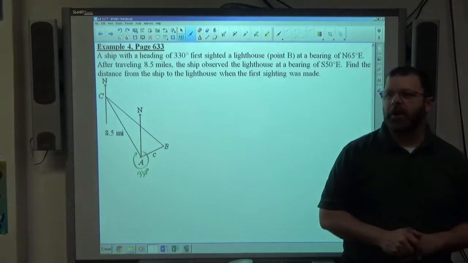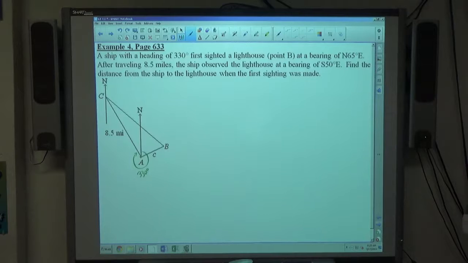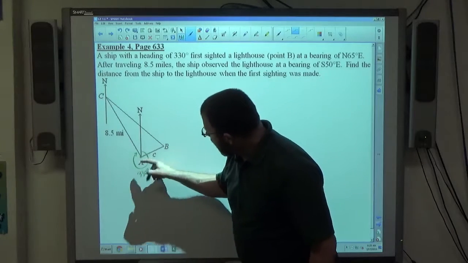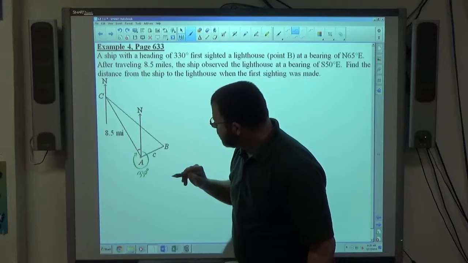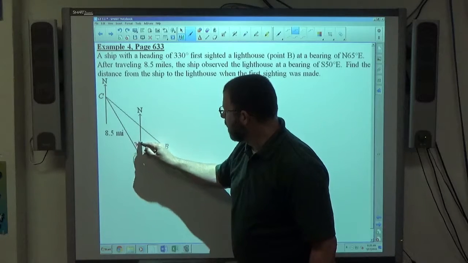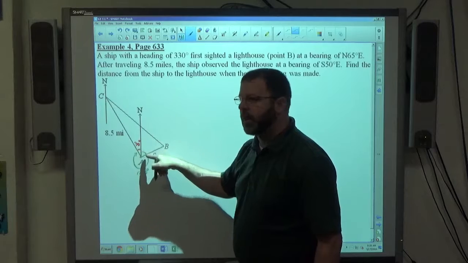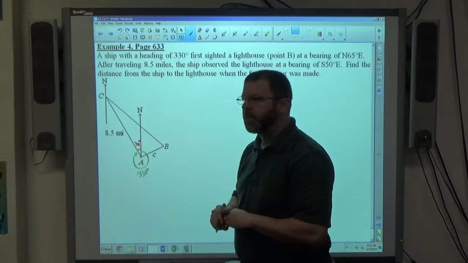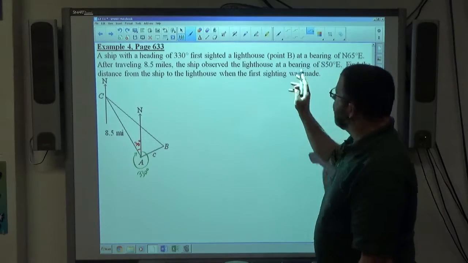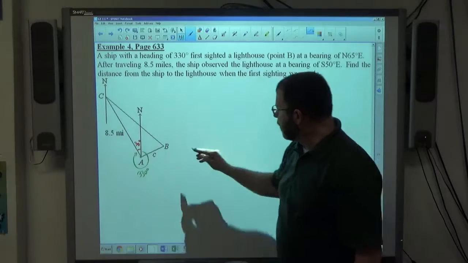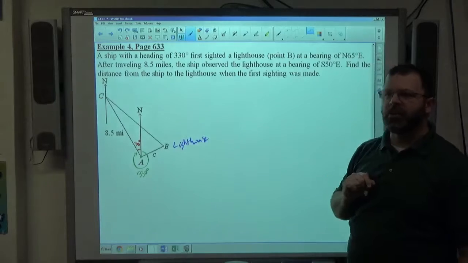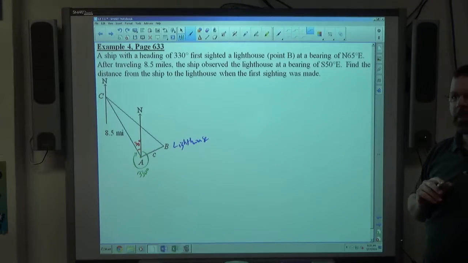A lot of times with these heading and bearing pictures, the angle you get is not inside the triangle. It's up to you to get it inside the triangle. So what I can do is determine that the angle left over in here is 30 degrees, right? Now that's not the entire angle made by the triangle there. The entire angle goes from here all the way around to there, but we'll figure that out in a minute. It says it spotted the lighthouse, point B, so this is the lighthouse. The lighthouse is not moving, it's a stationary point. The ship will be moving.